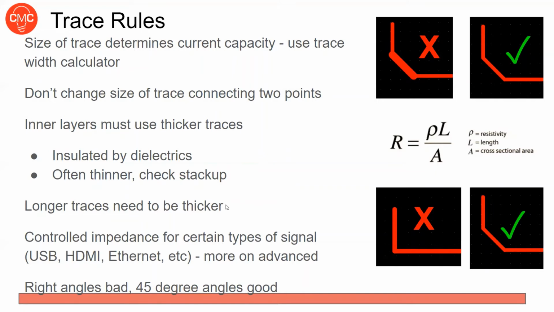Longer traces also need to be thicker. Again, that relates to this equation. If you have a longer length, you have a higher resistance, so it needs to be thicker so that the cross-sectional area is higher, and your resistance goes down, so you're not burning as much power through these traces.